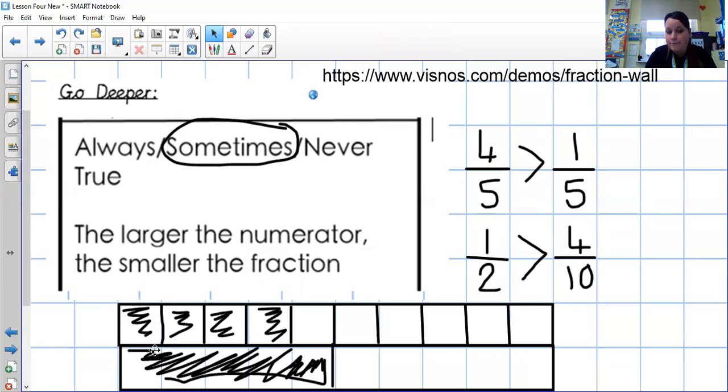So although the numerator is larger in 4/10, the fraction is smaller because I've got less of my whole. Whereas 1/2, I've got more of my whole. Okay, so that's just an example to prove that it's sometimes true. It depends on what fractions you're looking at. And hopefully you stretched yourself and explored that and came up with some examples yourself.